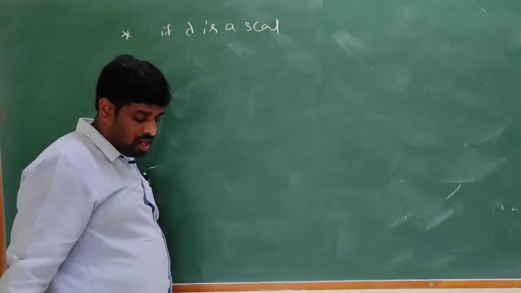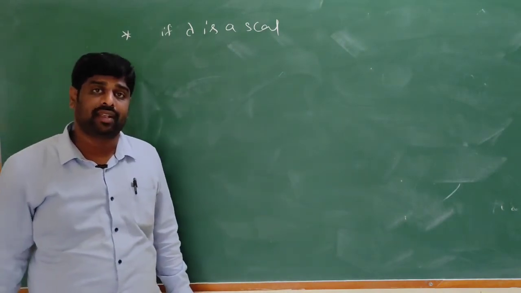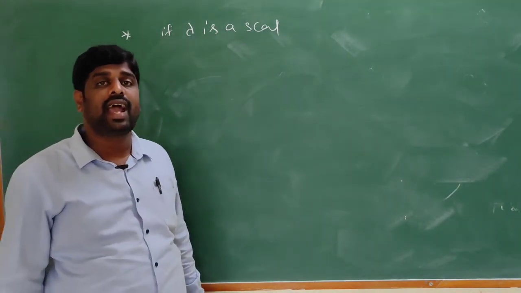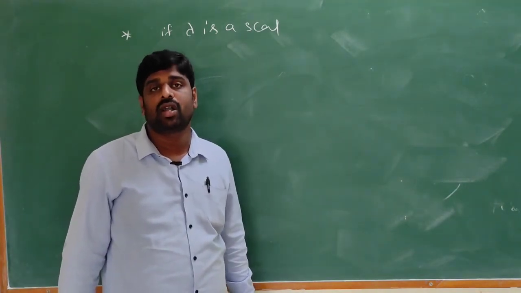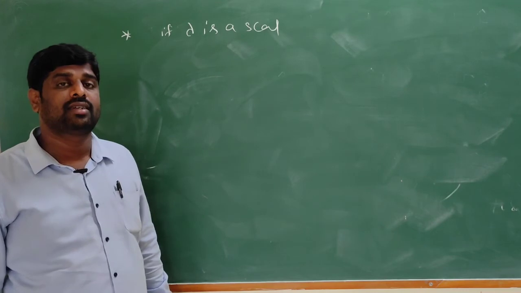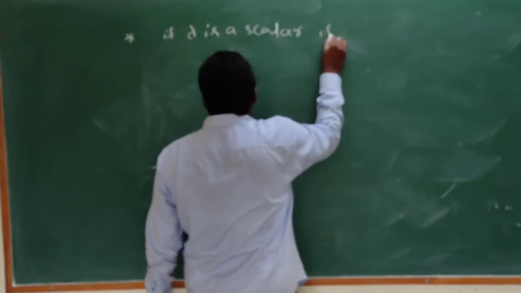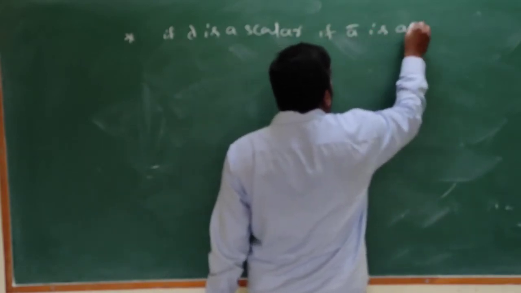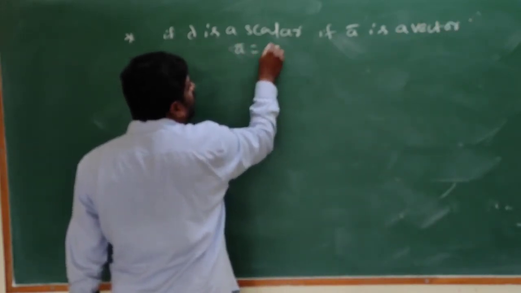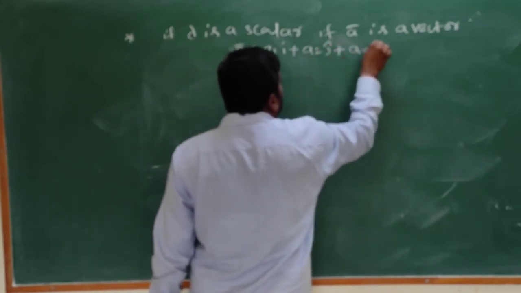Already I told you that all real numbers are scalars and all directed line segments are vectors. When you take a real number, that is a scalar. Scalar means it has only magnitude. Vector means it has both magnitude and direction. So if lambda is a scalar and A bar is a vector, that means A bar is equal to A1 i cap plus A2 j cap plus A3 k cap.